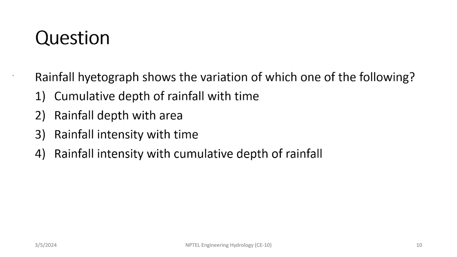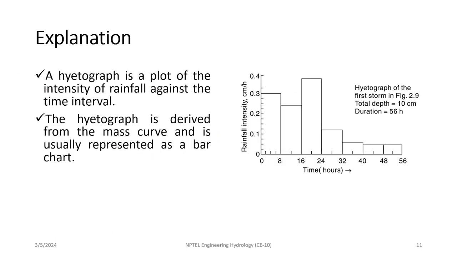Now coming to the next question. A rainfall hydrograph shows the variation of which of the following? It is just asking what is meant by a rainfall hydrograph. It's rainfall intensity with respect to time. Yes, you are right, so there should not be any discussion needed on this. A hydrograph is a plot of the intensity of rainfall against the time interval.